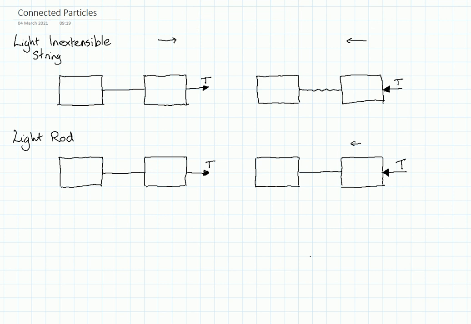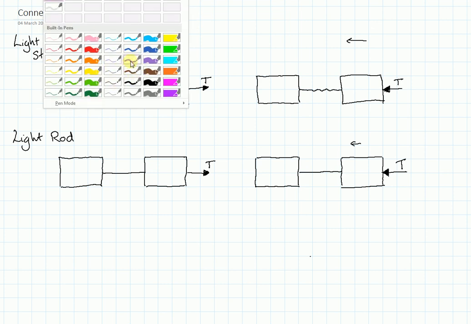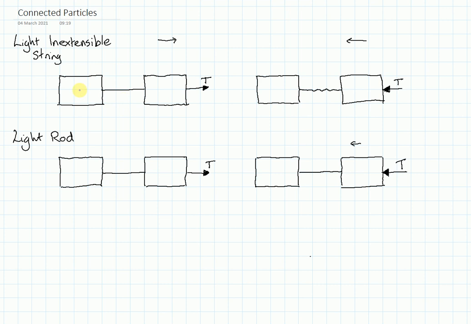Okay, we're going to start into a section on connected particles. So we've got two objects which are linked, and there are two ways they link them. One is by a light inextensible string, and that means that as long as the particles are moving and keeping the string taut, so one's trying to move away from the other, they probably won't stretch, because it's inextensible.